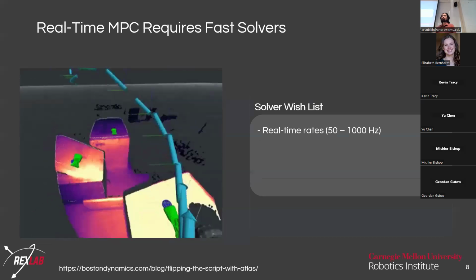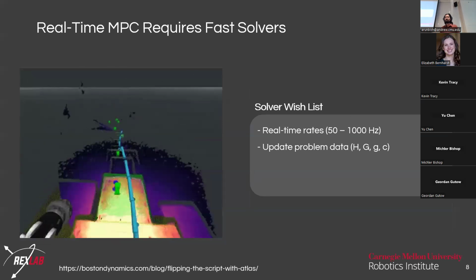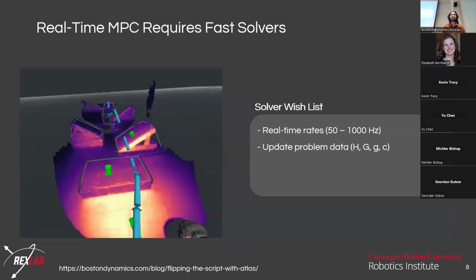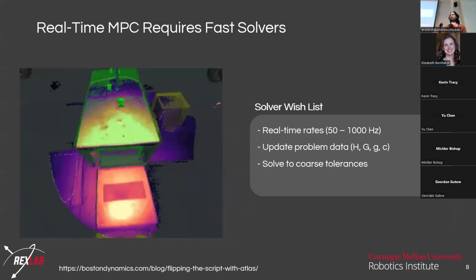And every time you solve the problem and apply the control, your constraints change a little, your states change a little. And so you need to cheaply be able to update the problem. And then once you've updated it, you want to be able to converge very quickly to a coarse solution.